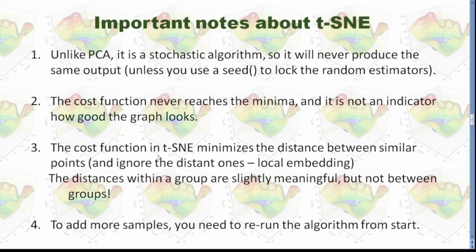The cost function in t-SNE minimizes the distance between similar points. The distances within a group are slightly meaningful, but not between groups. I just showed that in the previous slide. Lastly, to add more samples, you need to rerun the algorithm from the start. So we realize there are several problems with t-SNE. Now we can use UMAP to address them.